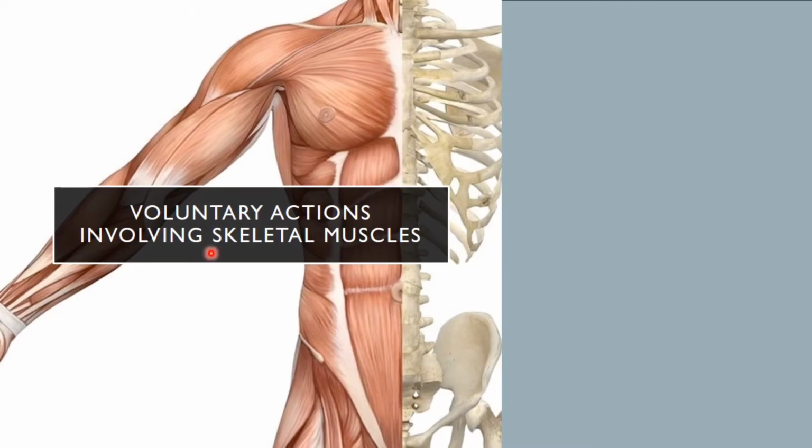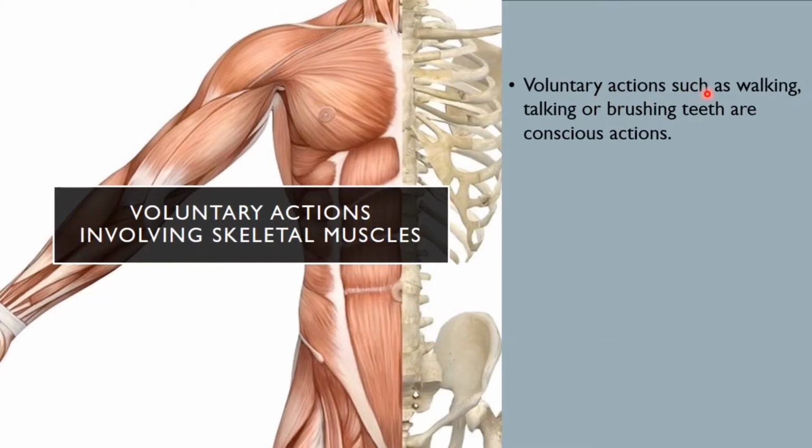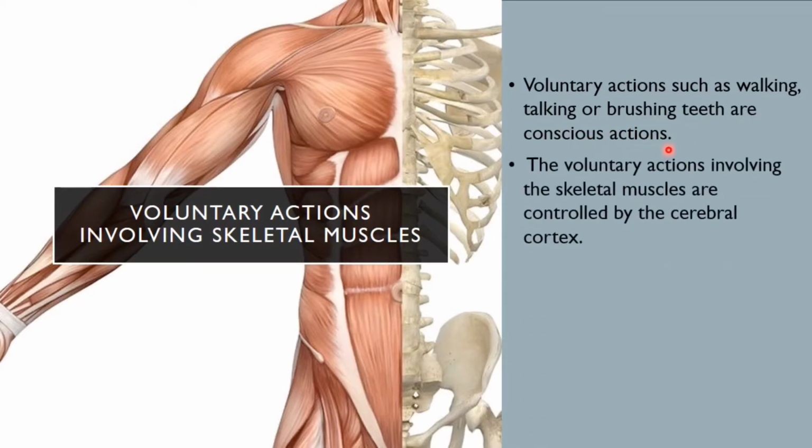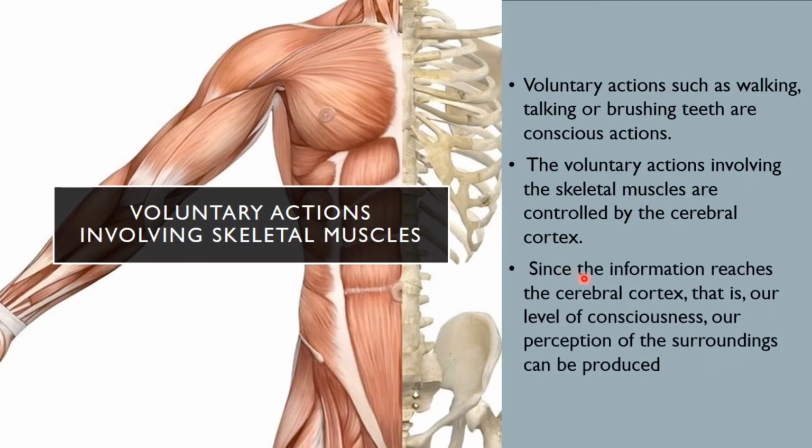Voluntary actions involving skeletal muscles. Voluntary actions such as walking, talking, or brushing teeth are conscious actions. For example, you can voluntarily raise your hand to answer a question. The voluntary actions involving the skeletal muscles are controlled by the cerebral cortex. Since the information reaches the cerebral cortex, that is our level of consciousness, our perception of the surroundings can be produced.